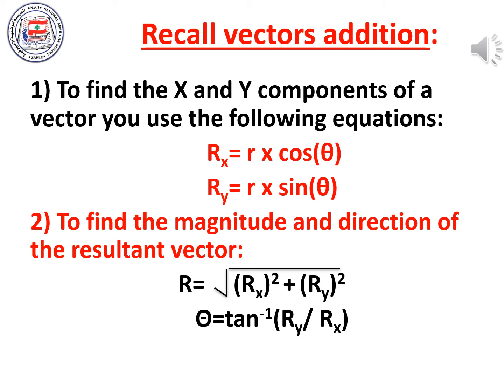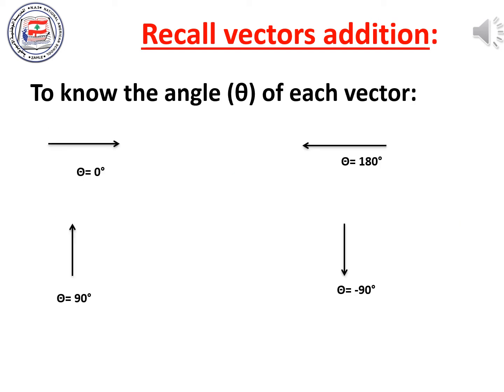Tangent minus 1, when we want to put it on the calculator, we press shift tangent and not tangent to the power minus 1. Shift tangent, we get tangent minus 1, and then we put the values of the y component over the x component. In order to know the angle of each vector, you follow the rules that I stated in front of you. First, if the vector is horizontal to the right, the angle is 0 degrees. If the vector is horizontal to the left, the angle is 180 degrees.